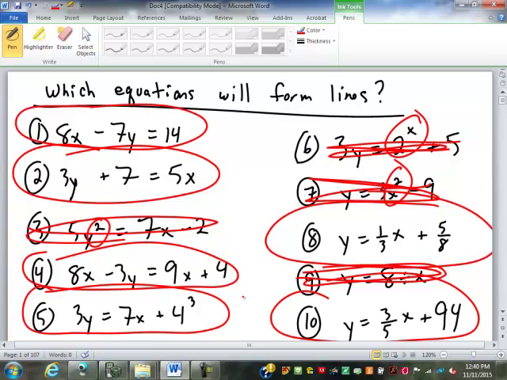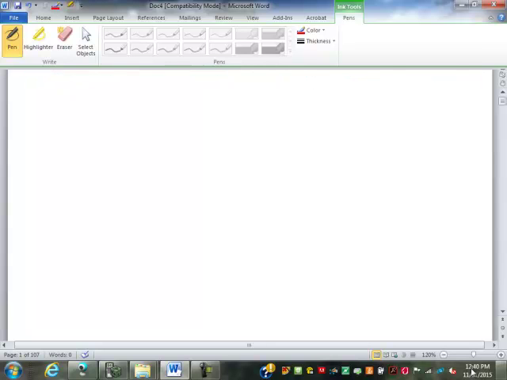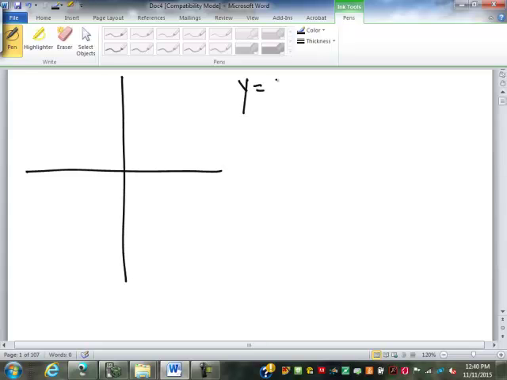So now that we can distinguish between the equations that make lines and ones that don't, it's time to think about shortcuts for creating lines. So let's look at a shortcut for graphing a line. To do this, I want to look at some of the simplest linear equations I can think of. And I'm going to start out with y equals x.